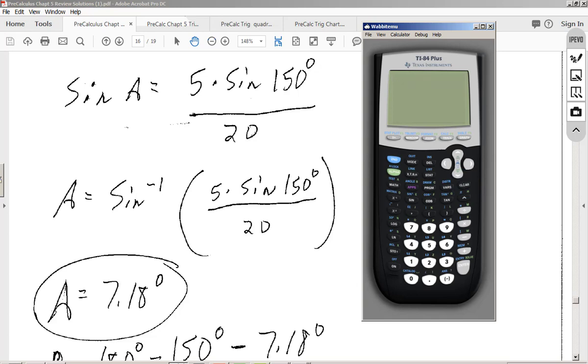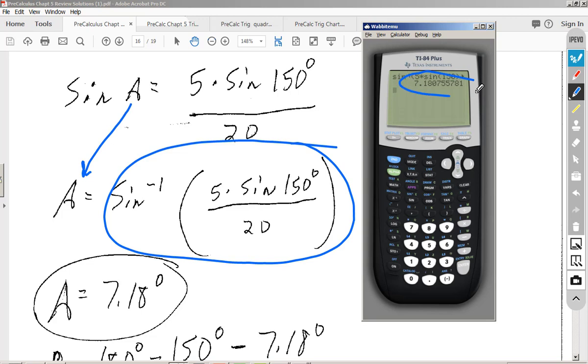So here's our calculator. We're going to hit second, type in sine inverse, and then in parentheses we've got 5 times the sine of 150, and then divide by 20. And that angle comes out to be 7.18. So there's your angle A of 7.18.